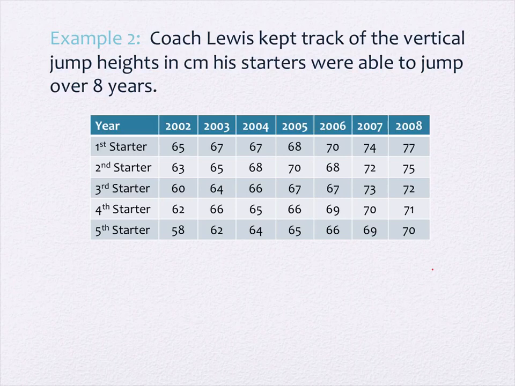Coach Lewis kept track of the vertical jump heights in centimeters of his starters over 8 years. Okay? And that's what you see. A lot of data, right? So we have year 2002 all the way up to the year 2008. We have all 5 of the starters on the team listed there and the heights that they jumped during those times. Now, it's probably important to realize that that first line is not all the same person. It's one of the 5 people on the team, but the 5 people on the team are ever changing. At least every 4 years, you're going to get a whole new group of people. So, yeah, it's important to think through that.